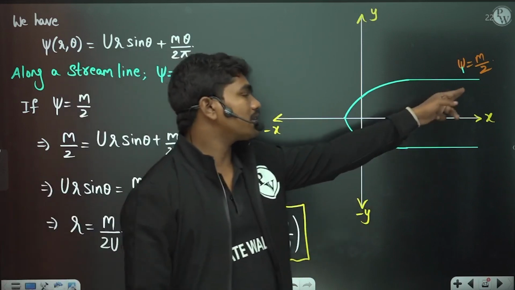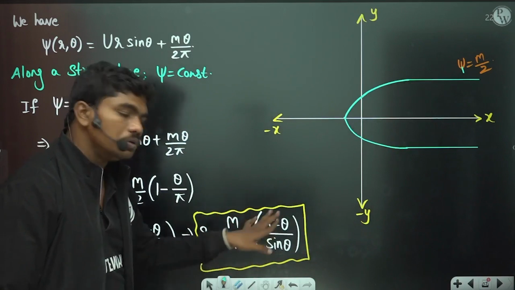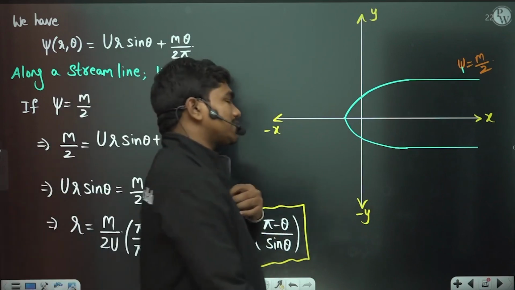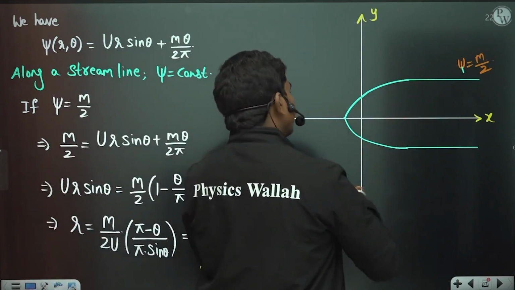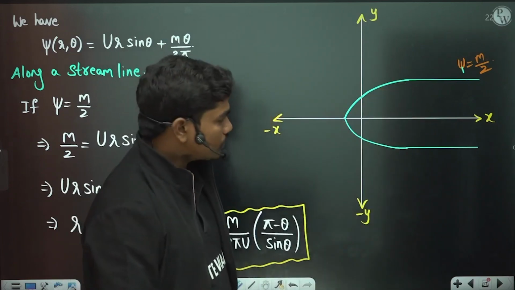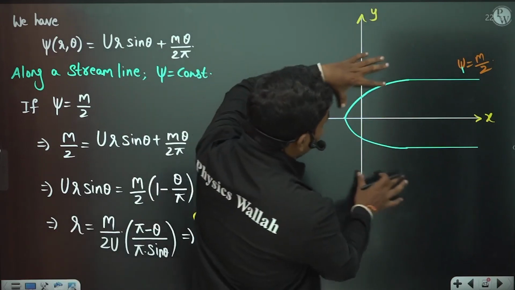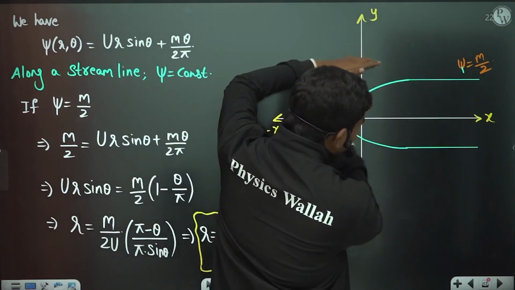So at psi equal to m by 2, whenever you have r in the form of some constant into (pi minus theta) by sin theta, if this is the streamline, then practically speaking, flow cannot enter this streamline from outside. So whatever flow is coming should move only out, and the flow cannot enter or cut this streamline.